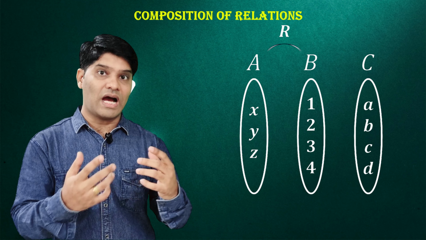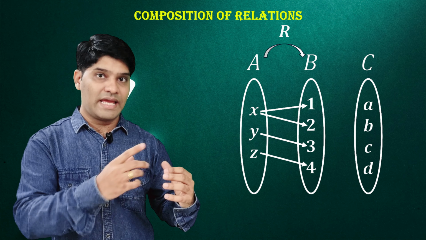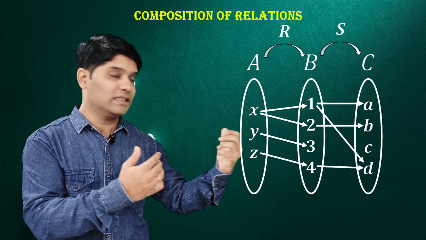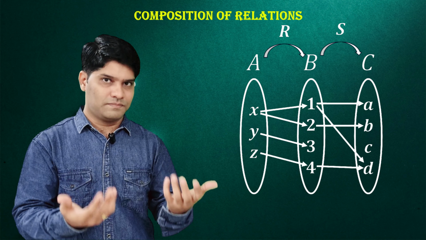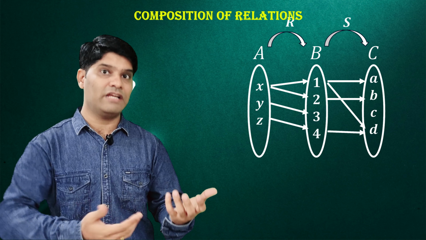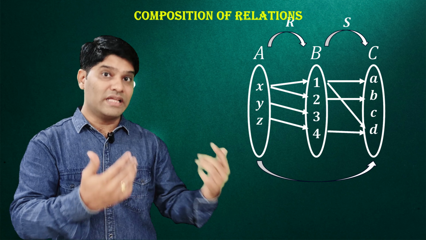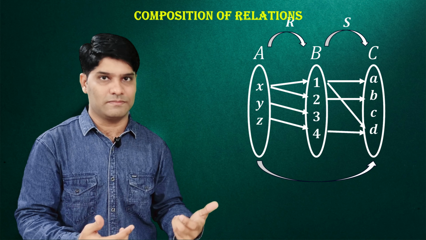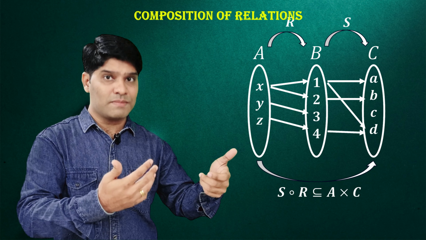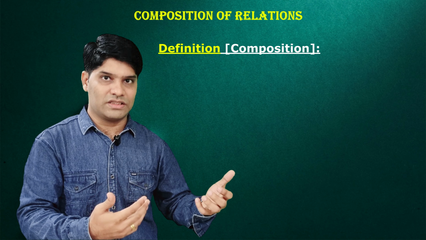Suppose I have a relation R from A to B like this and a relation S from B to C like this. Then this relation gives rise to a new relation, namely a relation directly from A to C. We can drop B. The new relation from A to C is called composition of relations. So this new relation is going to be a subset of A cross C. How do we define this composition of relations?